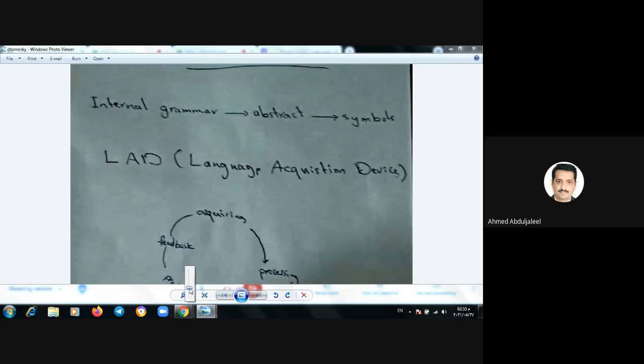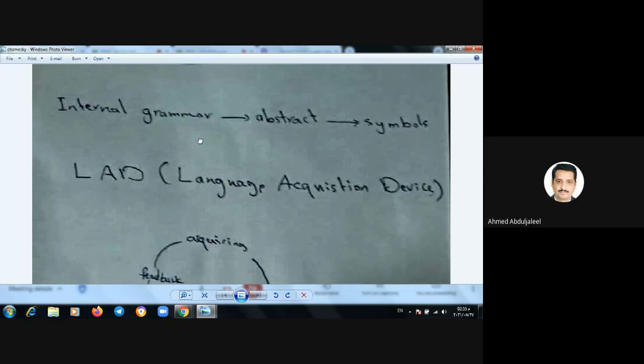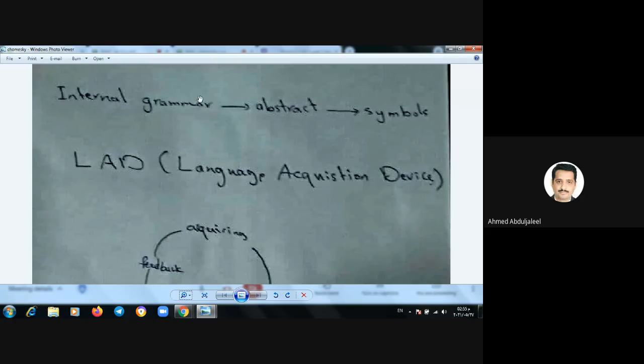Now, let us go back to Chomsky. Chomsky believes that there is an internal grammar. You see this word? I'm going to make it bigger. Internal. What does it mean? There is something inside our brain. This is what we call internal. A grammar means system. This system is abstract. What does abstract mean? It's not definite. What does it mean here? It means that it is not related to a specific language.